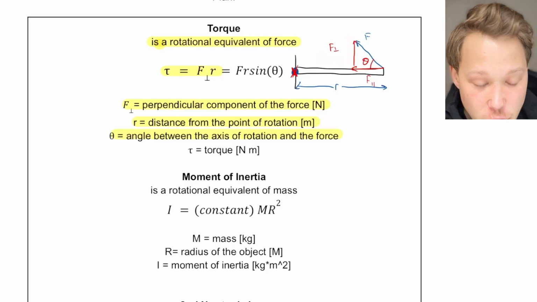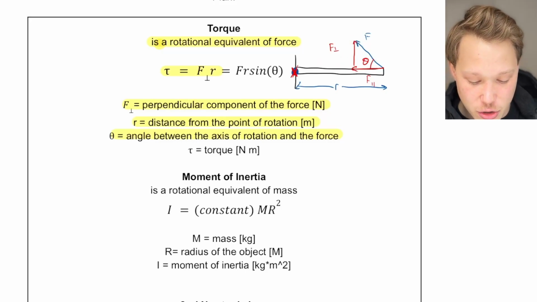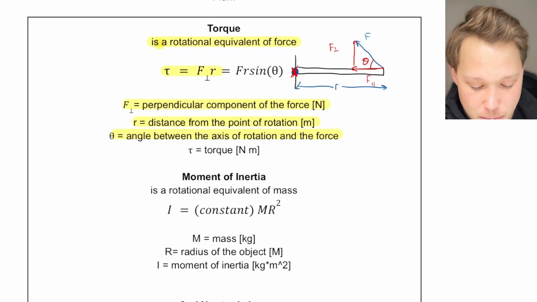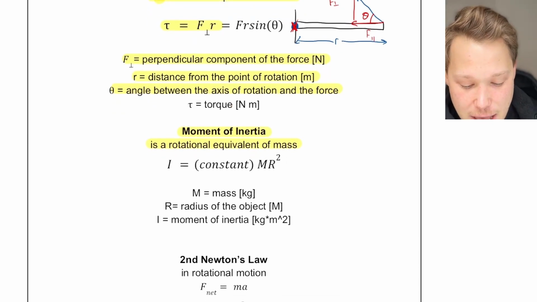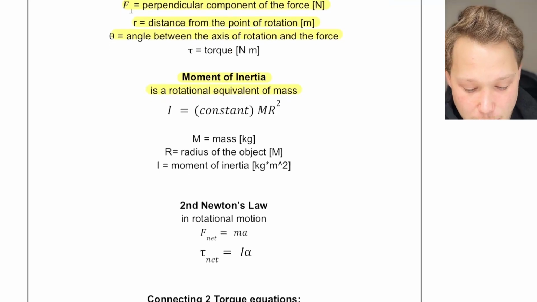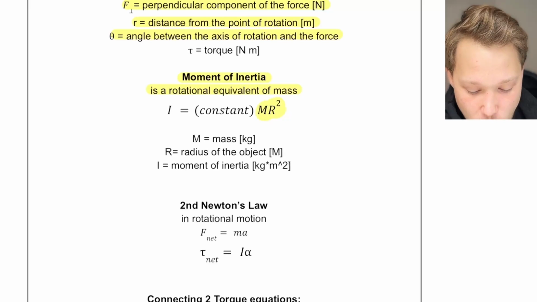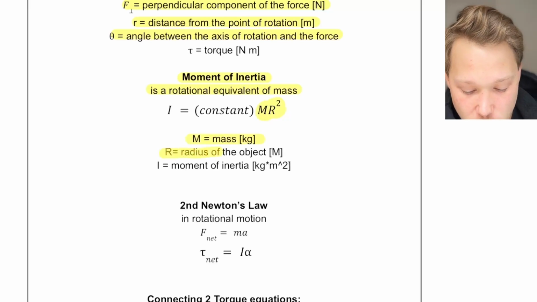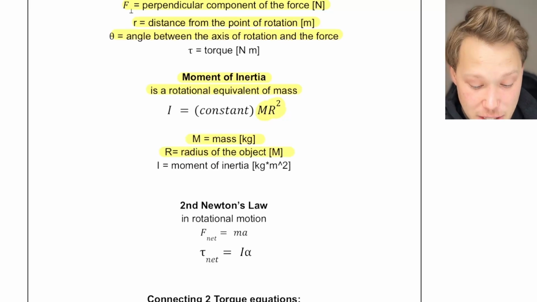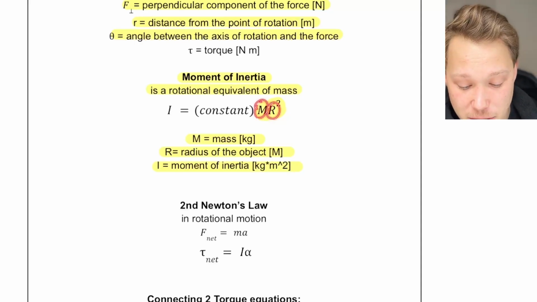Now, let's take a look at the next new topic that we have here, which is the moment of inertia. Moment of inertia is the rotational equivalent of mass. Its formula is some kind of constant, some kind of number, times mr squared, where m is the mass in kilograms and r is the radius of the object in meters. Now, moment of inertia doesn't have any special units, so since we're multiplying kilograms times meters squared, those are just going to be the units.